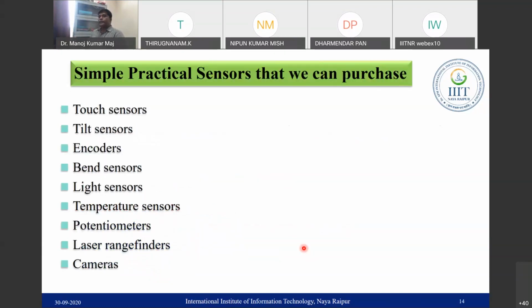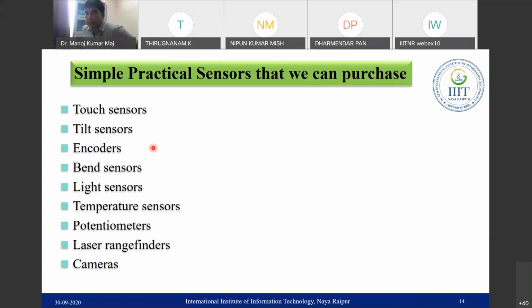Next, these are some of the practical sensors that we are basically purchasing. These are very useful sensors available in the market, and we are using these sensing devices for the basic requirements of our practical needs. So we can see, one is the touch sensor. We will have a detailed description in our next slides.